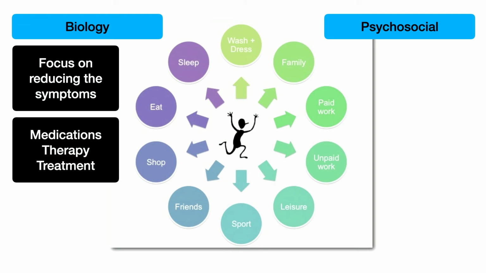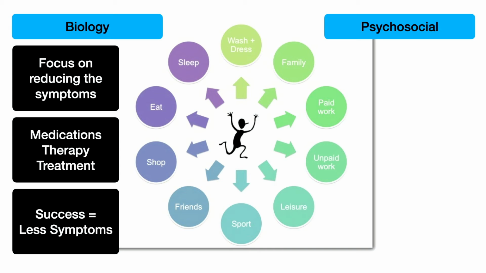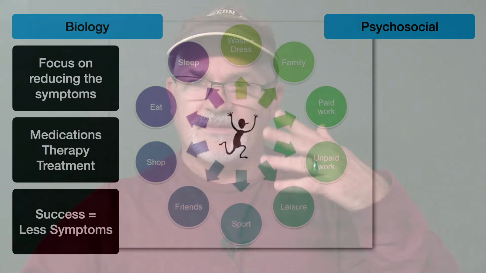Now I'm going to compare that to psychosocial treatment, which is different. The goal here, success, is less symptoms. Therefore, if they have less symptoms, then the level of their illness may be statistically less rare. They may not violate as many norms of their culture, and they may be able to function again because the symptoms that were creating barriers are now alleviated.